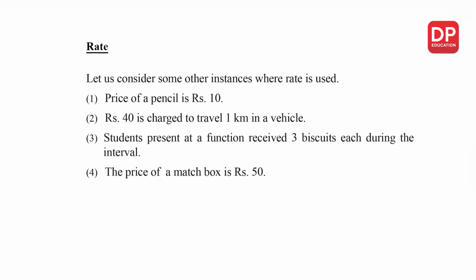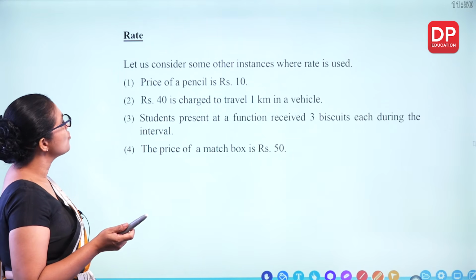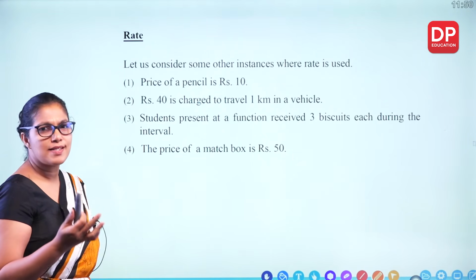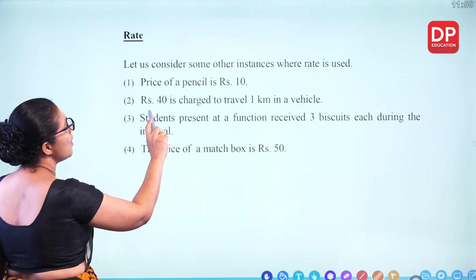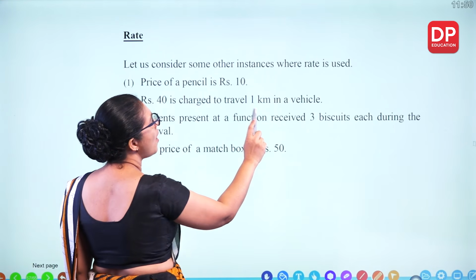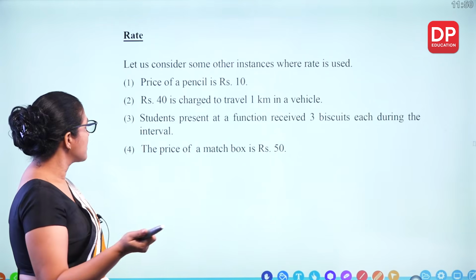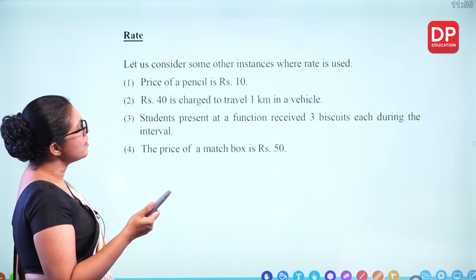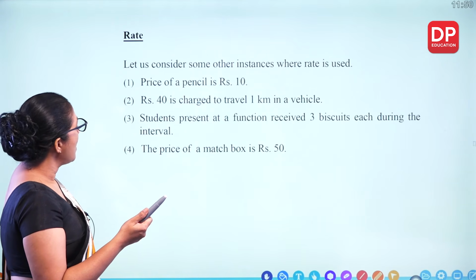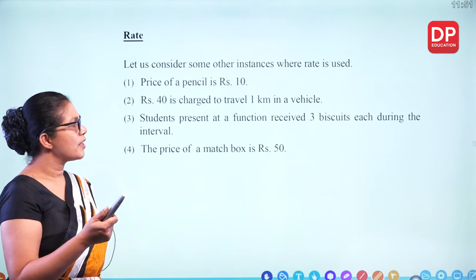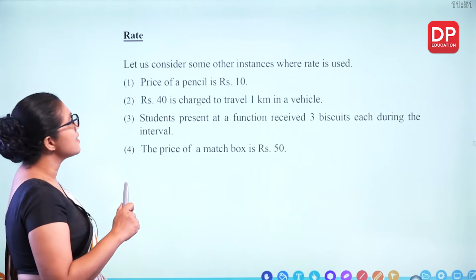So this is about rates. Let us consider some other instances where rate is used. Price of a pencil is 10 rupees. Number of pencils and price. Here, this one, 40 rupees is charged to travel 1 kilometer in a vehicle. This is rupees and the distance. Students present at a function receive 3 biscuits each during the interval. And the price of a matchbox is 50 rupees. So when you compare different quantities, we call that a rate.